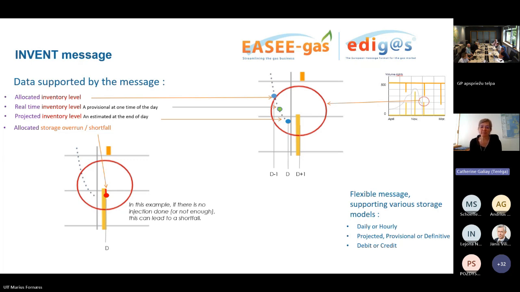We created this invent message to be flexible enough to adapt to different operators' needs. The quantity can be daily or hourly, provisional, definitive, debit or credit. And if there is another piece of information that we missed in creating the message, it is interesting to know. So now I'll let the floor to my colleague Yanis, who will talk about the transfer message. I will be happy to come back for questions at the end of the presentation.